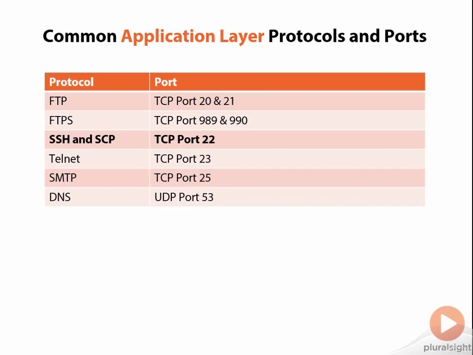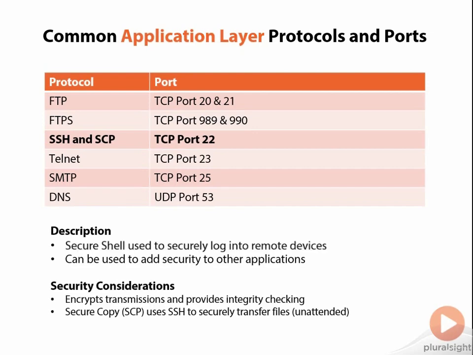The next one is SSH and SCP, which is Secure Shell and Secure Copy. SSH uses TCP port 22, and it is a way to log in remotely to remote devices: routers, switches, servers, storage arrays, things along those lines. A lot of different types of devices can be logged into via SSH, and it is just a secure way of accessing those devices. Telnet, which is the next one here, is something similar, but it's not secure. Again, it's sent in plain text. SSH again uses TCP port 22.